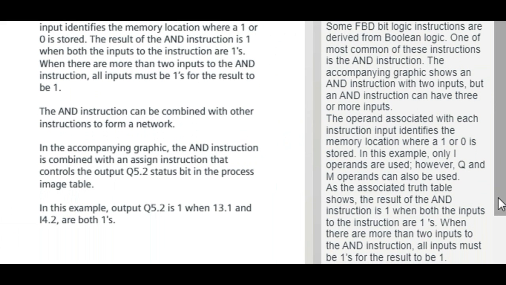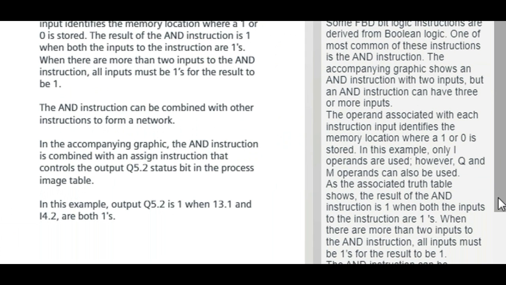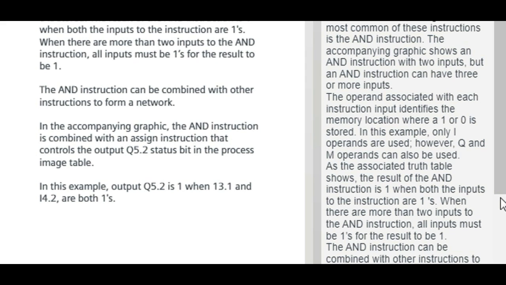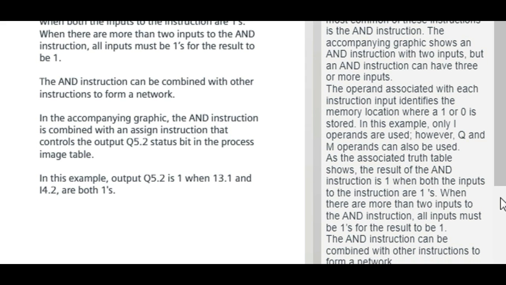As the associated truth table shows, the result of the AND operation is 1 when both of the inputs to the instruction are 1s. When there are more than 2 inputs to the AND instruction, all inputs must be 1s for the result to be 1.